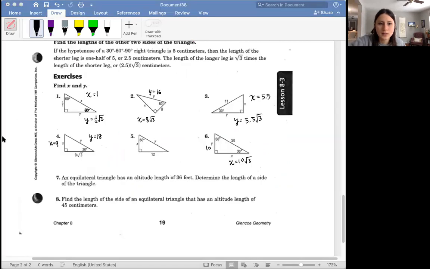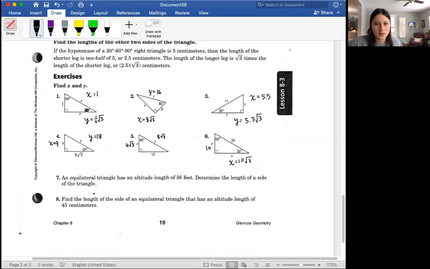This time they've given us the long leg, it's 12. Oh, we just did that, didn't we? So our short leg would be that divided by 3. So 4 times square root of 3. And then our long leg is double that, 8 times square root of 3.